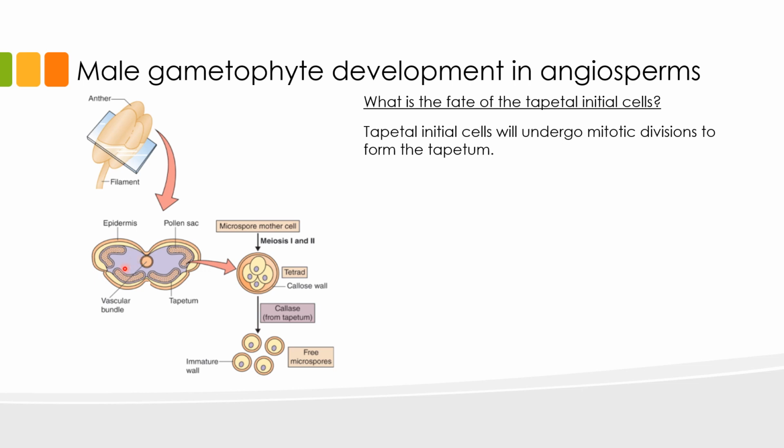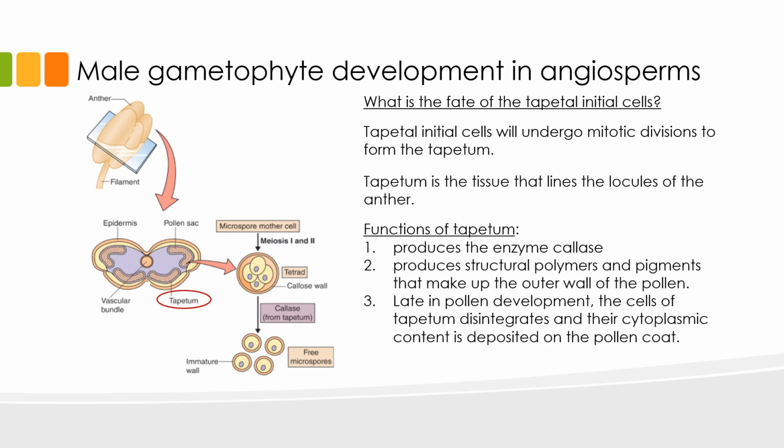What are the functions of the tapetum? We already talked about one function of the tapetum earlier. For one, the tapetum produces the enzyme callase that is required to break down the callose wall surrounding the 4 microspores produced by the division of the microspore mother cell. The tapetum also produces structural polymers and pigments that make up the outer wall of the pollen. Late in pollen development, the cells of the tapetum disintegrate and their cytoplasmic contents are deposited on the pollen coat.